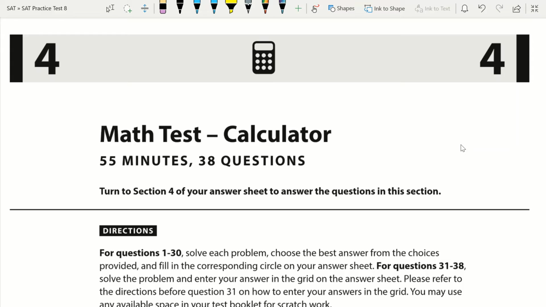I'll be taking you through the Math Calculator section of SAT Practice Test 8. I'll be moving quickly and efficiently through this section while providing answer explanations so that I can show you how you can improve your speed on the Math Calculator section while maintaining accuracy.